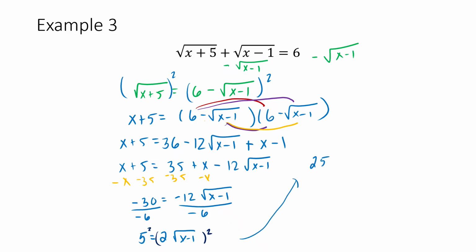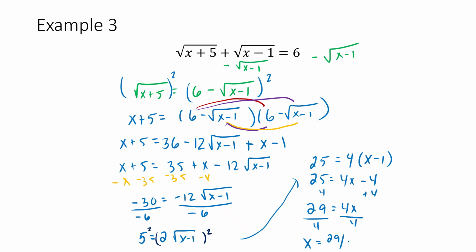5 squared is 25. And then if you recall what I did the last time, you're going to square the 2, and then you're going to square the square root, which is going to give us what's inside. And this mercifully is a simple linear equation. So distributing the 4, and then we will add 4 to both sides. So we'll get 29 is equal to 4x. Divide both sides by 4, and I get x is equal to 29/4. And this time I only got one answer out of it. So just the one answer.